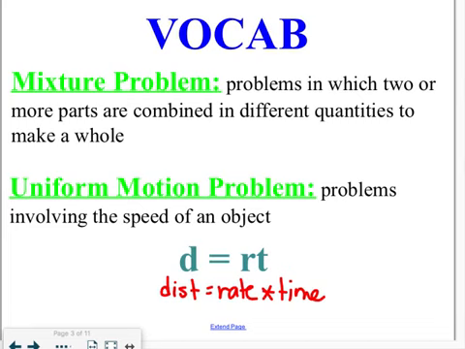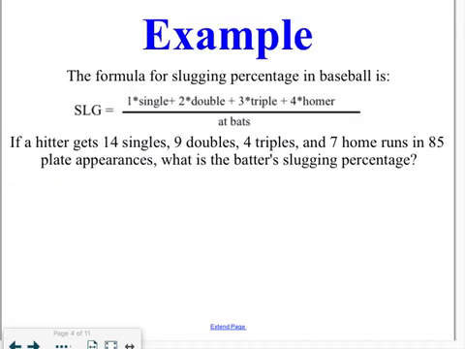To give you an idea of what we are looking at as a whole for the mixture problems, we're going to use the idea of slugging percentage in baseball. So you're taking all of the different hits that a particular batter gets, and you are trying to average them out to see how well they are hitting. So slugging is equal to 1 times your singles, because you get one base on a single, plus 2 times the doubles, plus 3 times the triples, plus 4 times the home runs, divided by the total number of at-bats.